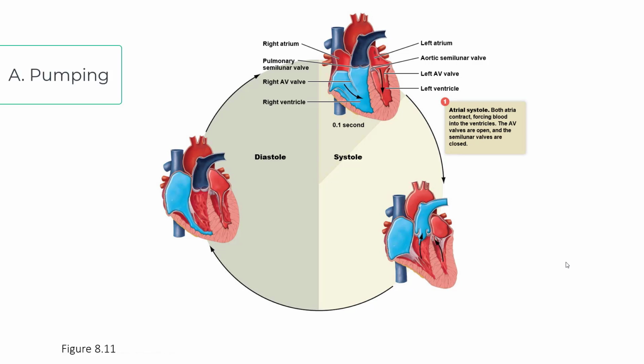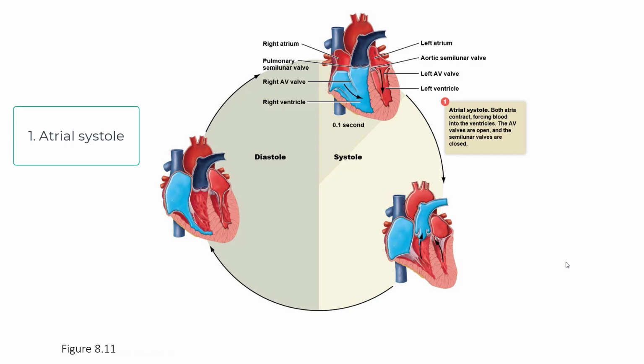First off, we have atrial systole. Atrial systole is when both atria contract at the same time. The right atrium will pump blood into the right ventricle. The left atrium will pump blood into the left ventricle during atrial systole.